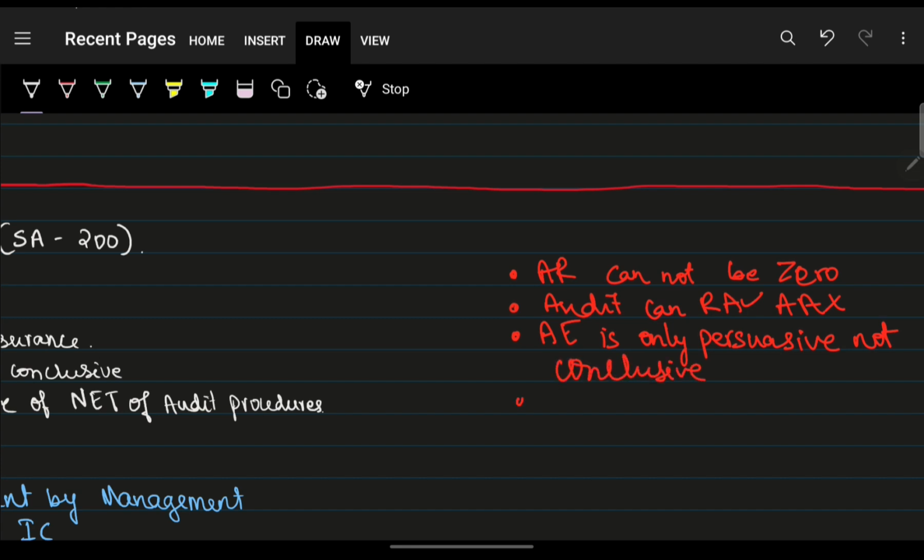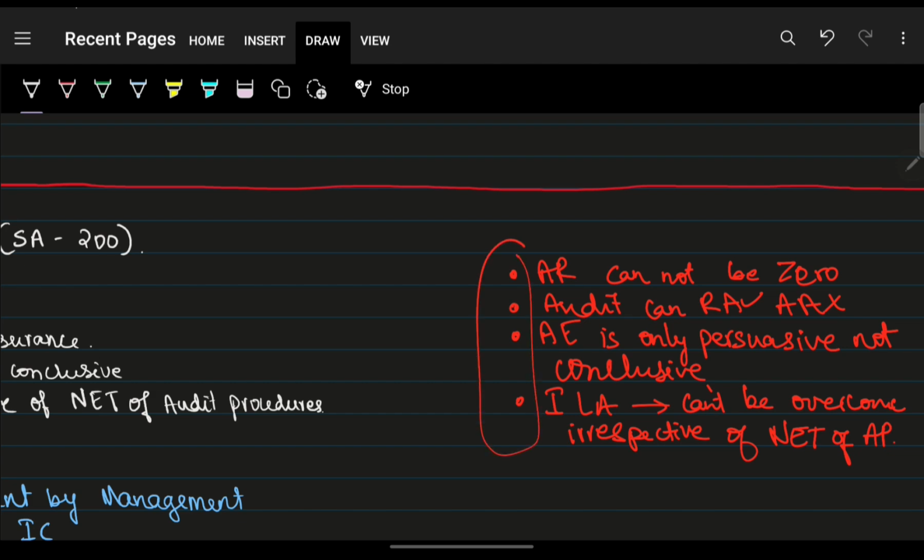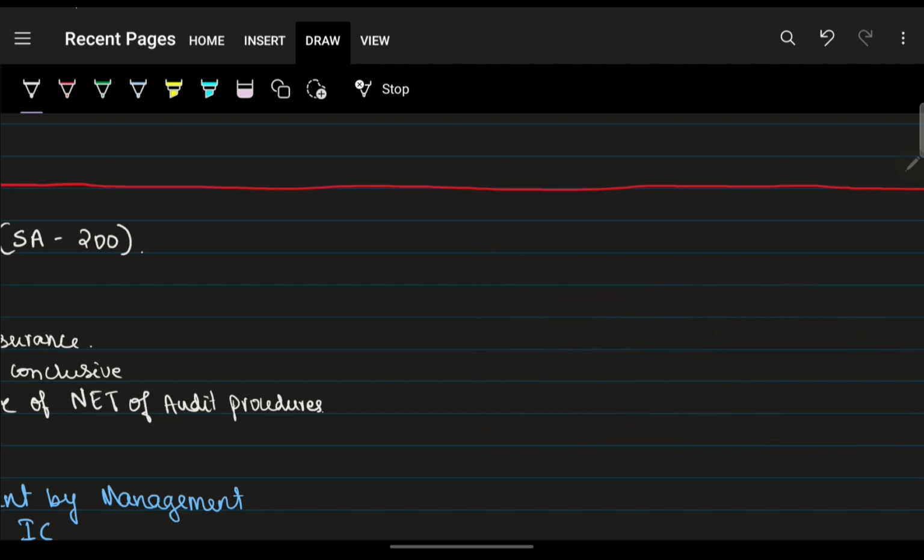And last point is that inherent limitations of an audit cannot be overcome irrespective of nature, extent, and timing of audit procedures. So these are the four things that we'll have to write before starting the inherent limitations of audit.